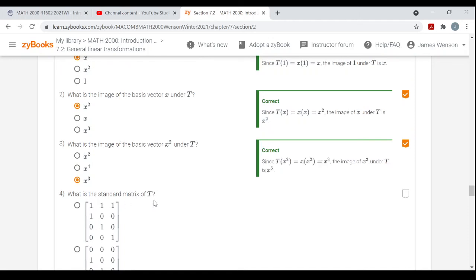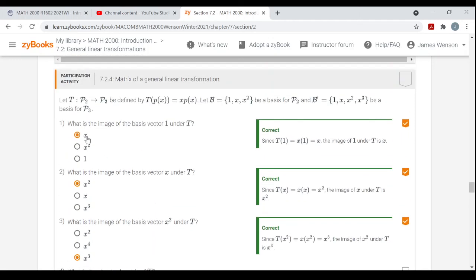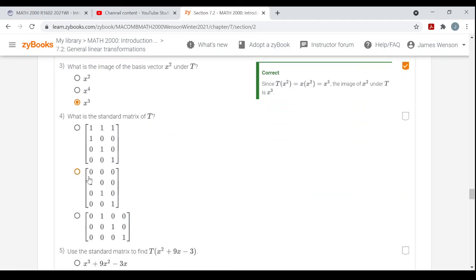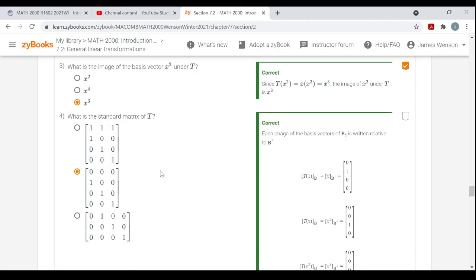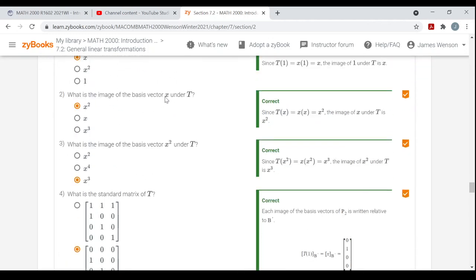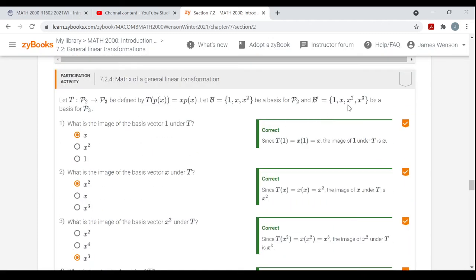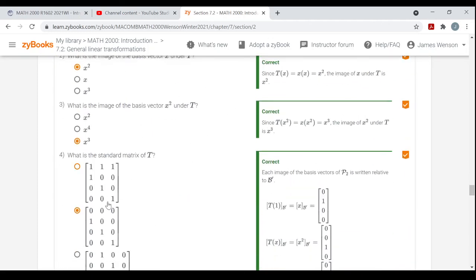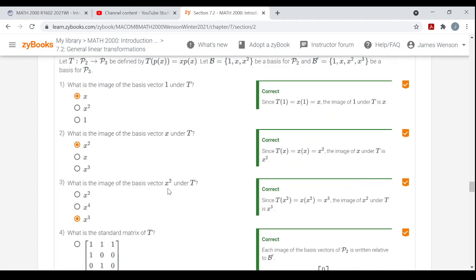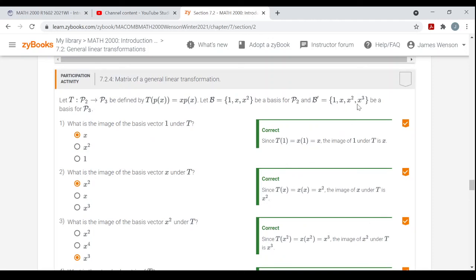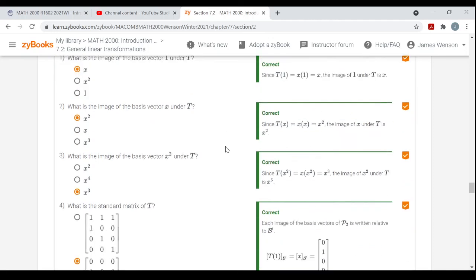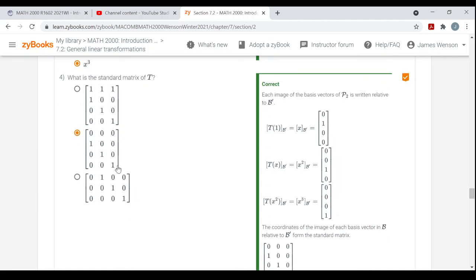And then what would be the standard matrix of T? Well, what are the coordinates of x under this basis for the outputs? That'd be 0 plus 1 times x plus 0x squared, and so 0, 1, 0, 0 for the first column. So that's this one here. And the second basis vector from B mapped to x squared, which relative to this would be 0, 0, 1, 0. So you see the second column is 0, 0, 1, 0. The third basis vector from the domain mapped to x cubed, which would be 0, 0, 0, 1 when you talk about coordinates relative to B prime. See the third column, 0, 0, 0, 1.